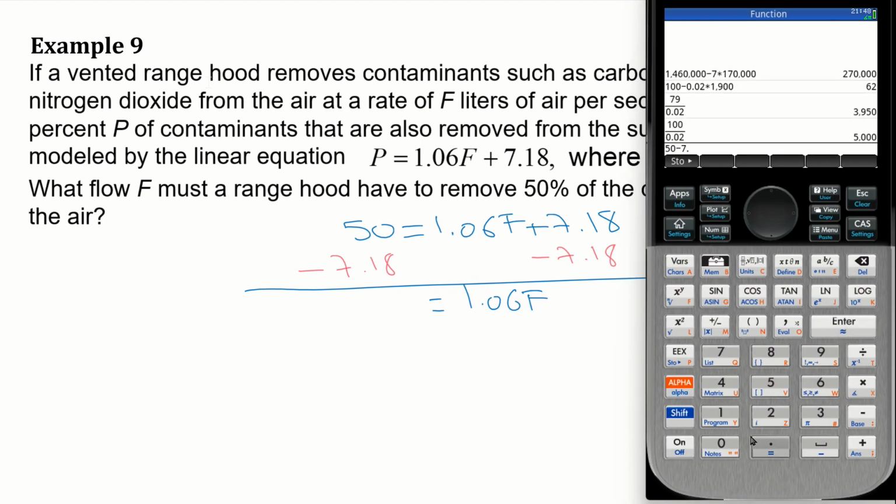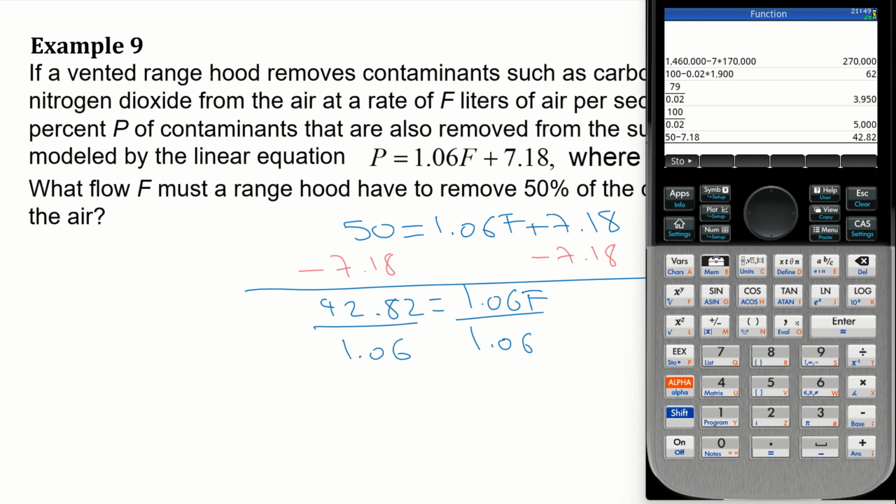minus 7.18, so 42.82. So to get f, we just need to divide both sides by 1.06. All right, so let's go ahead and divide that last result by 1.06. And we end up with somewhere in the neighborhood of 40.